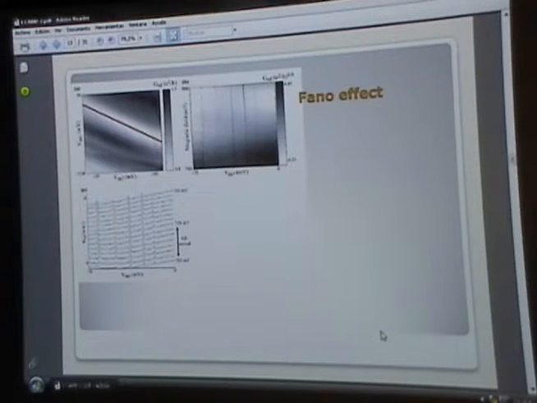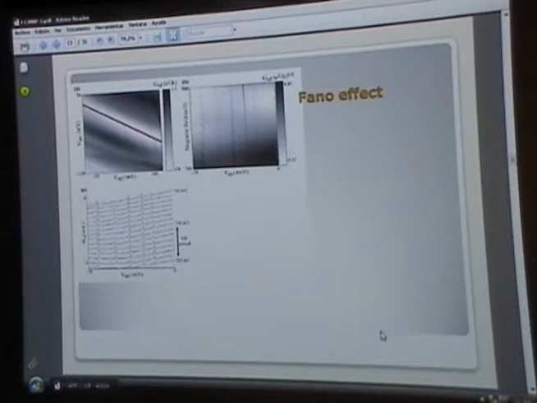Well, another thing that can be measured is the so-called Fano phase, which in this case is represented by these curves corresponding to the conductance as a function of one of the plunger gates, in this case VPG1. And in these curves, one sees these peaks that, if you look closer, are asymmetrical peaks.